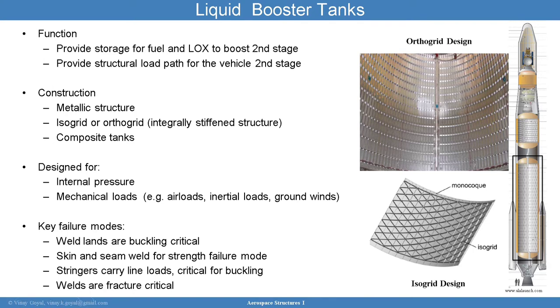Skin and seam welds are critical for strength failure modes and even fracture. In these cases, stringers typically carry line loads, which are critical for buckling. And like I said before, these weld lands, which you can see one here, are fracture critical.